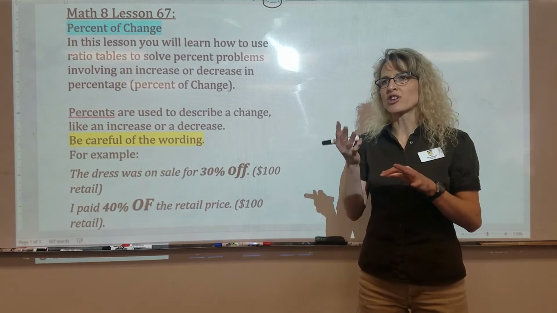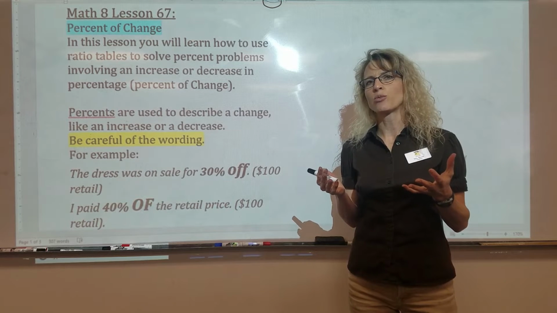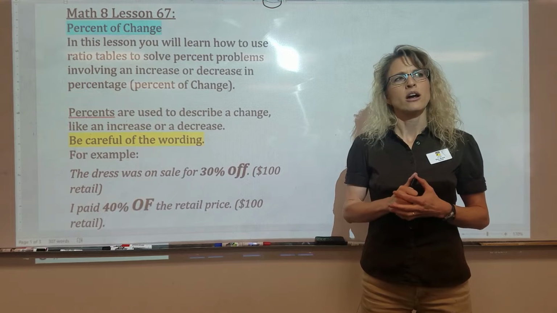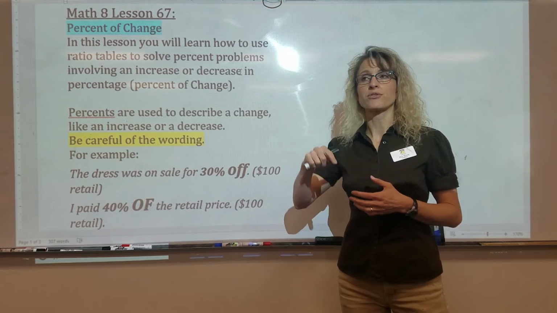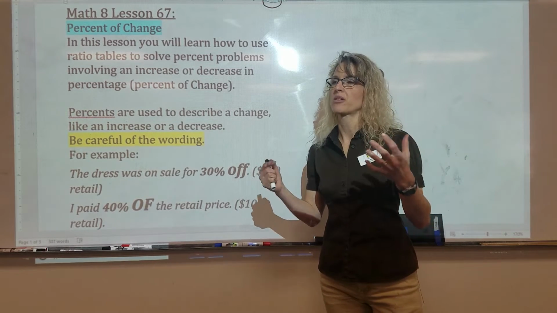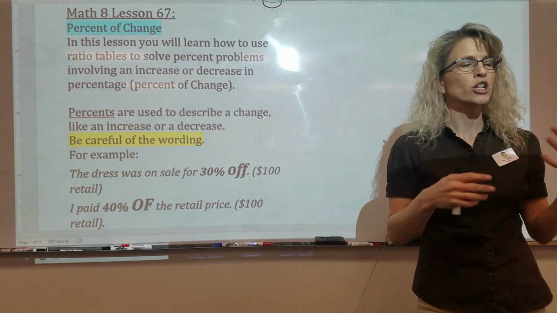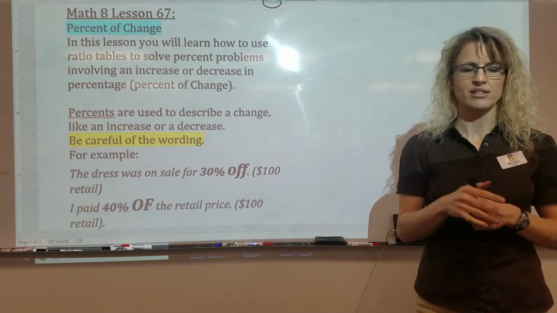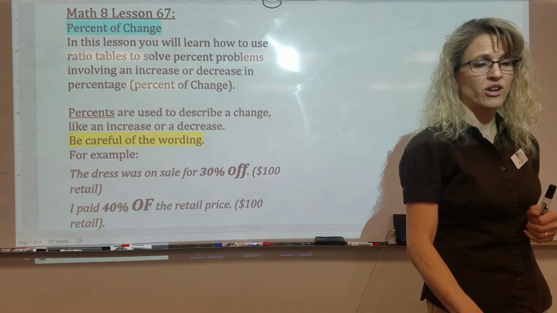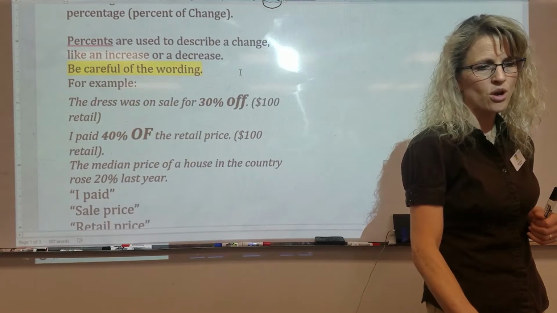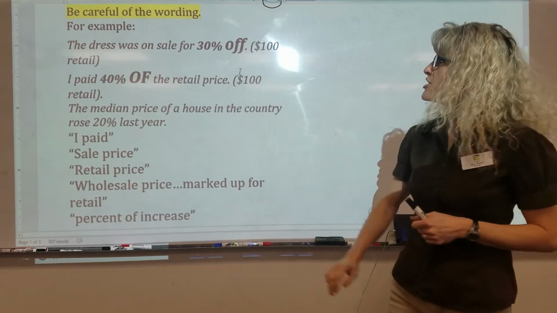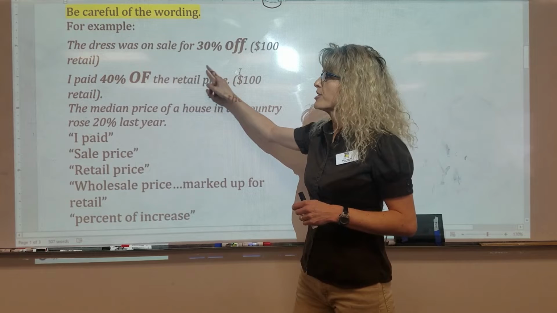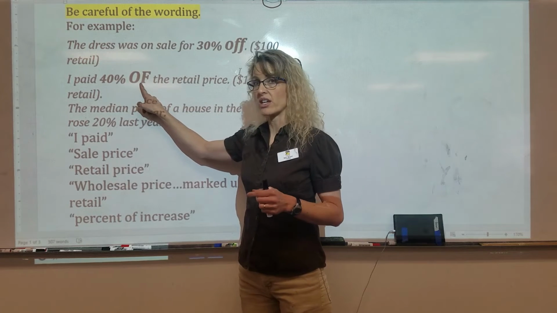Percents when they increase. For example, the population in Tooele County rose 3% this year. Or I got 30% off the retail price when I was shopping for my new dress. So we're going to learn how to set up a table, and they're really cool to solve once you fill in the right boxes. There's some wording to be very careful of. If you see the wording, the dress was on sale for 30% off, make sure you know that's different than I paid 40% of.